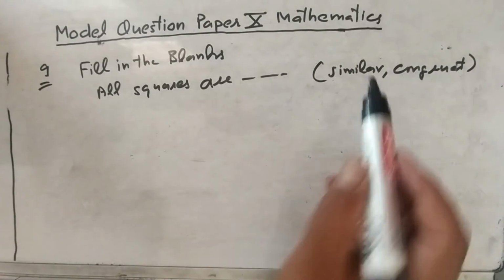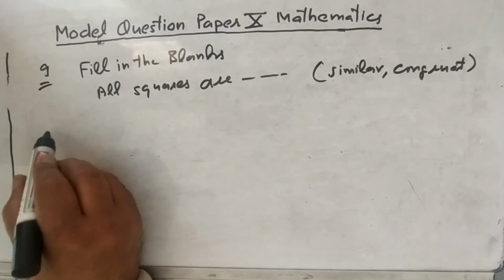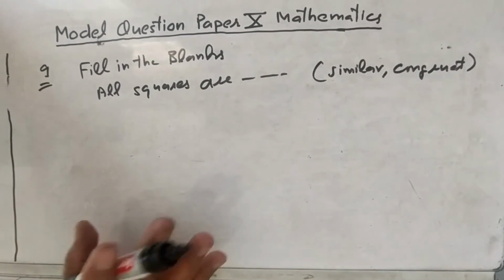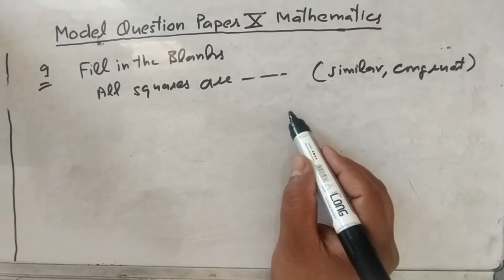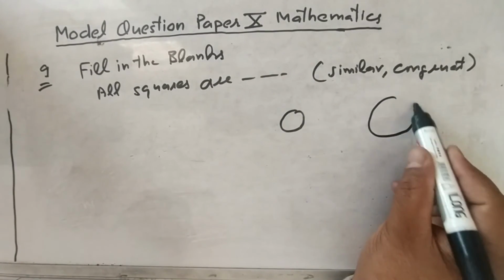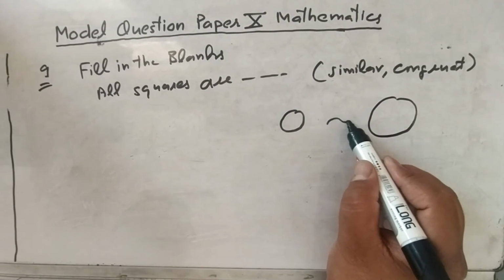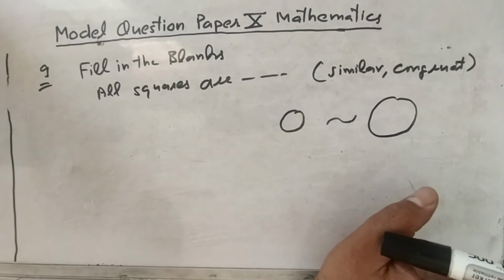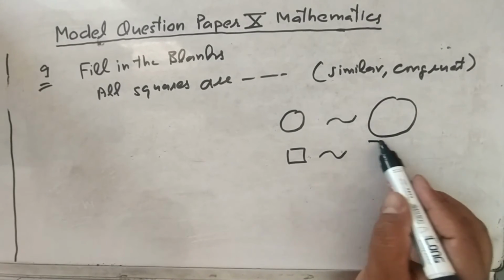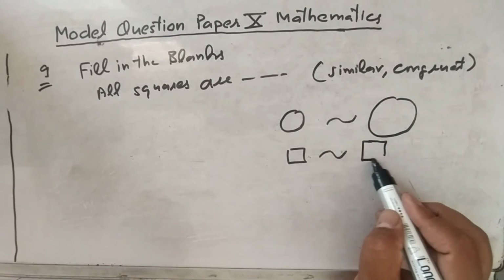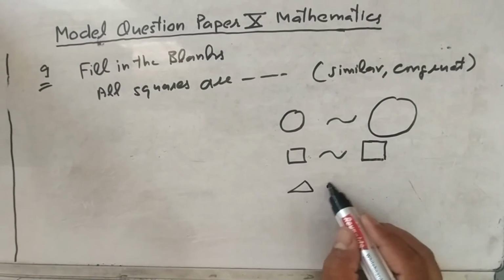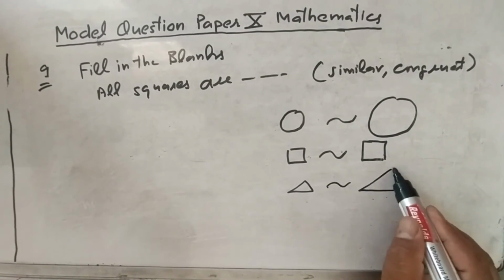Children, here remember, the answer to this part is you have to fill the blanks. See, this is a small circle, this is a bigger circle. A small circle is similar to a bigger circle. A small square is similar to a bigger square. Okay, but a small triangle can be similar to a bigger triangle.